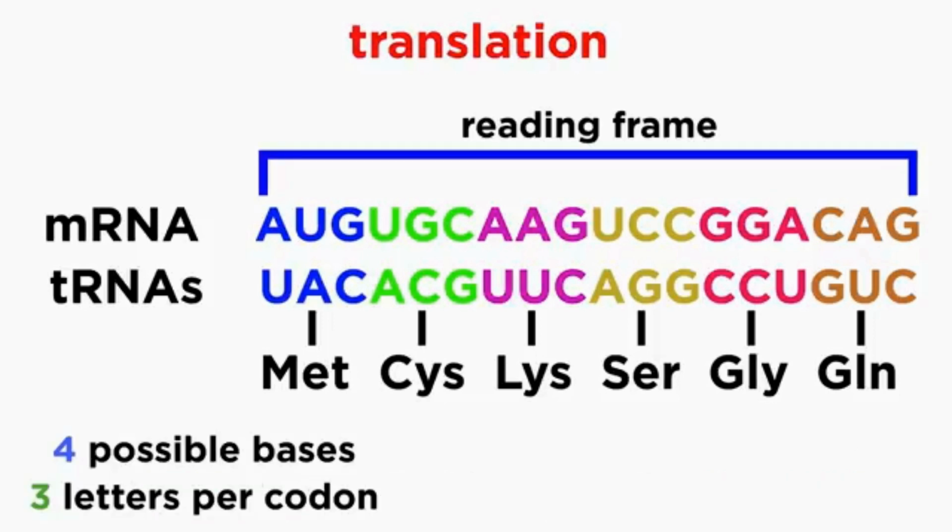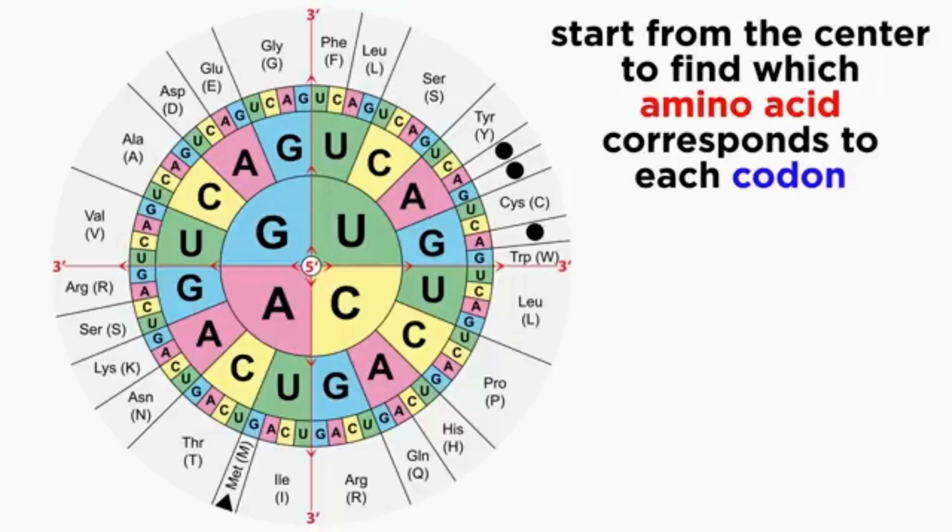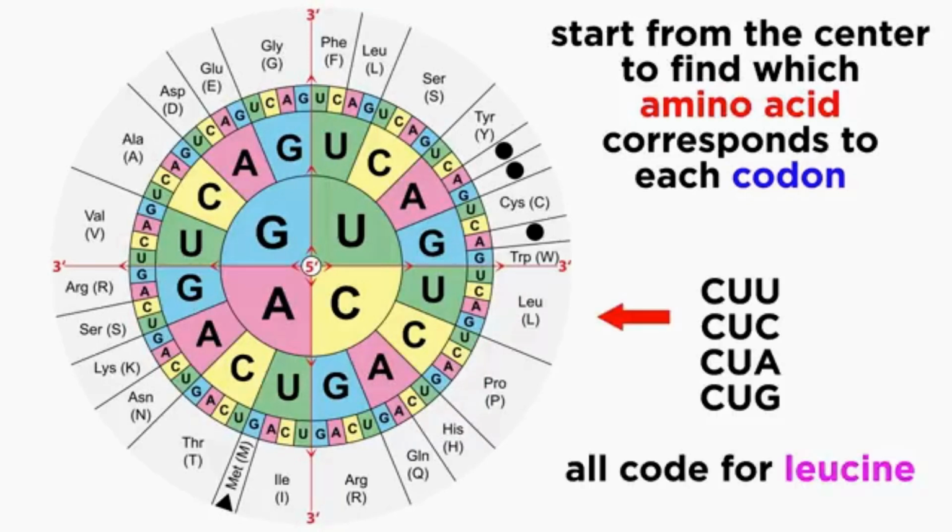Since there are 4 bases and each codon has 3 letters, 4 cubed gives us 64 different possible codons, which is more than enough to code for all the amino acids we need. Here is a table of all the mRNA codons and the amino acids they code for. Notice that there is some redundancy, with multiple codons resulting in the same amino acid.